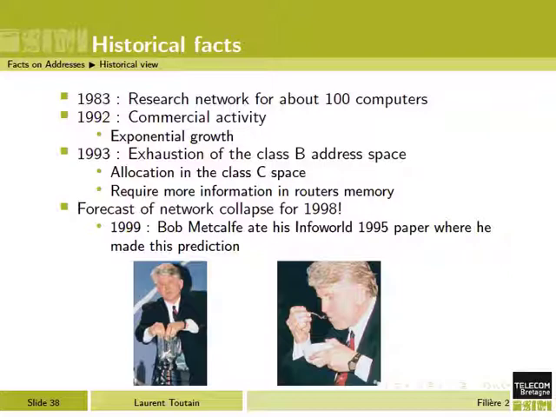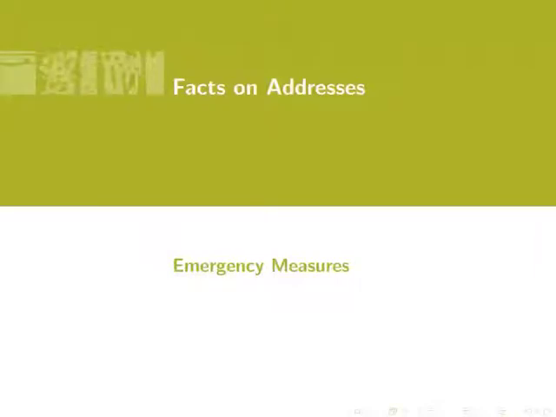One, which we are going to see in the future, is to suppress the class addresses in favor of something called classless addressing. Another one is to start developing a new protocol, and this new protocol is nowadays IPv6. And the last thing is to reframe the use of addresses.